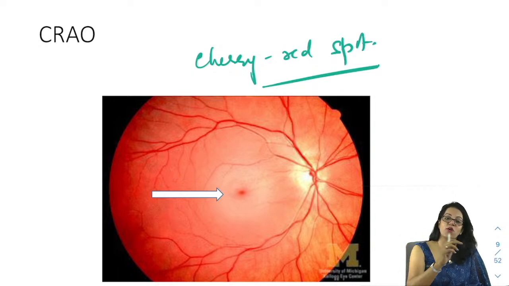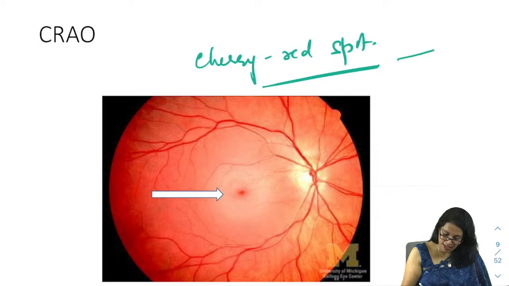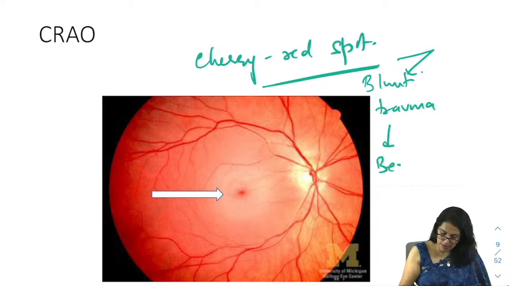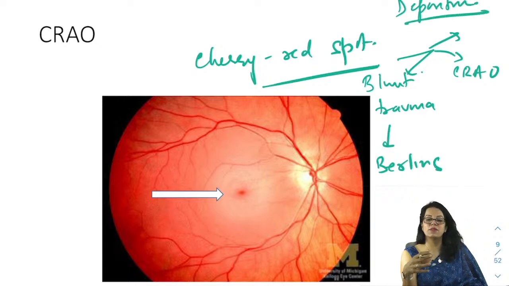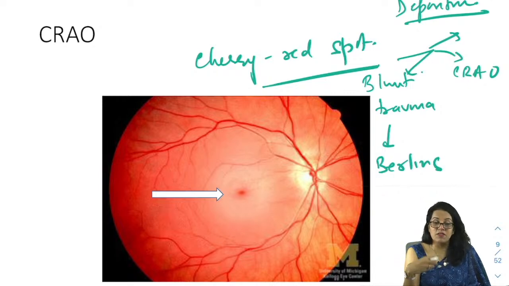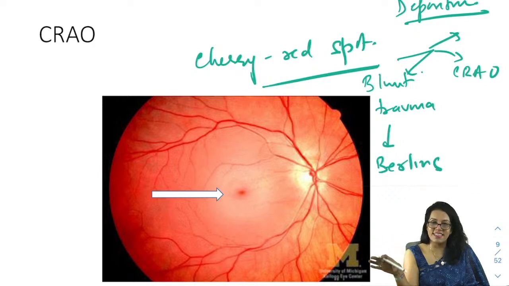Before that, what are the causes of cherry red spot? Quickly revise this once. One is blunt trauma, that is Berlin's edema, right? Second is CRAO. And what should you write third? Third is depositions. I just call it depositions. We mean sphingolipidosis, gangliosidosis: Tay-Sachs disease, Niemann-Pick, Gaucher's, Sandhoff's, okay, Krabbe's, everything comes under this as a cause of cherry red spot.